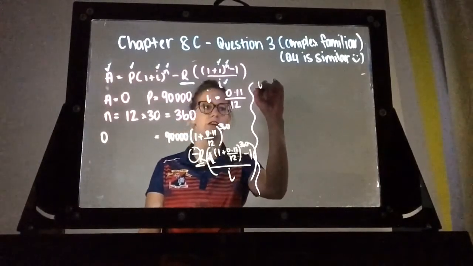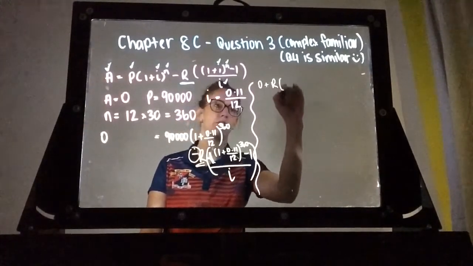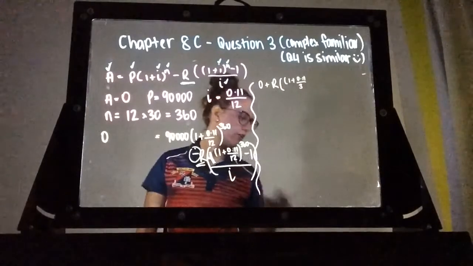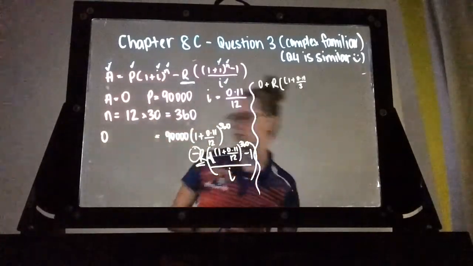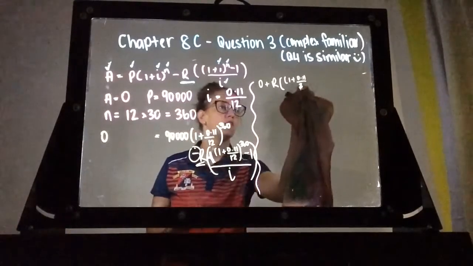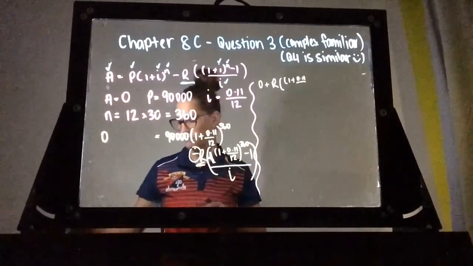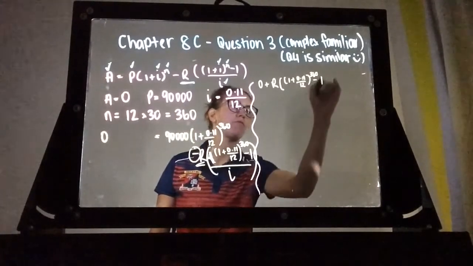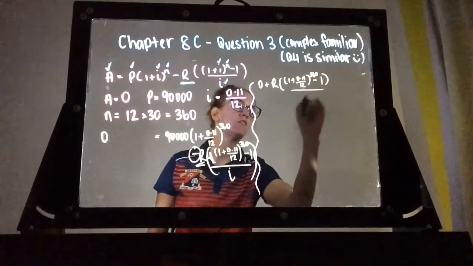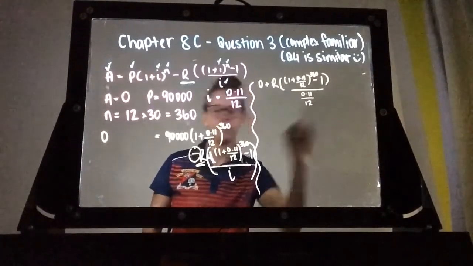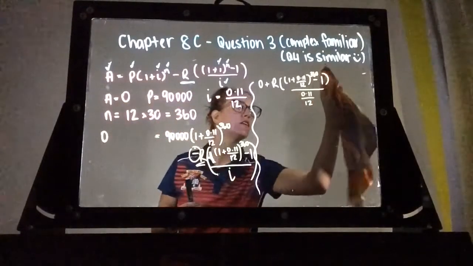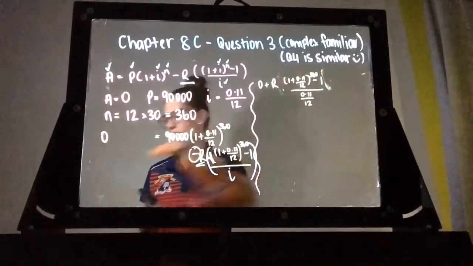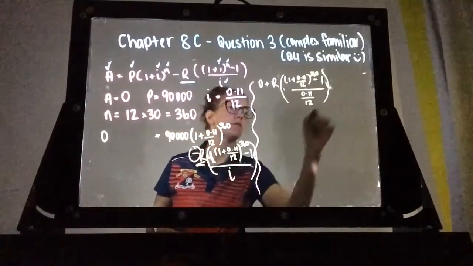So now I'm going to have 0 plus R bracket 1 plus 0.11 over, whoopsies, not over 360. I need that to be the number 12, and this to be 360. Now, I keep messing up where my bracket goes, but this is meant to encapsulate this whole thing. So if you see me cutting corners, give me a wave.